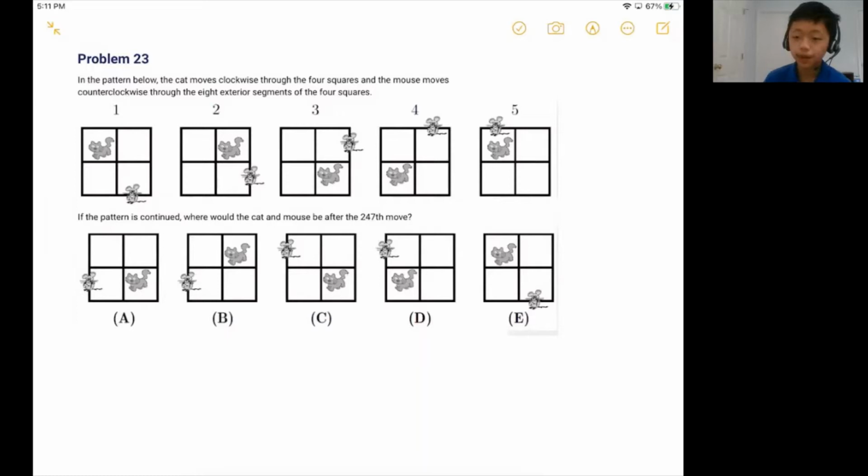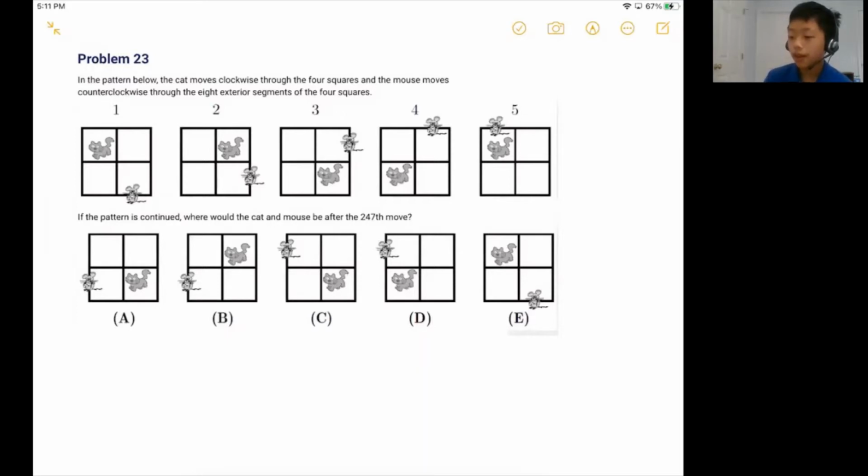So this should be a pretty common kind of question where they give you some pattern, some cyclic variation, basically some pattern that repeats over time. And they want to know what happens after some large number of repetitions. So the idea for this question is you just look at the mouse and the cat separately, right?